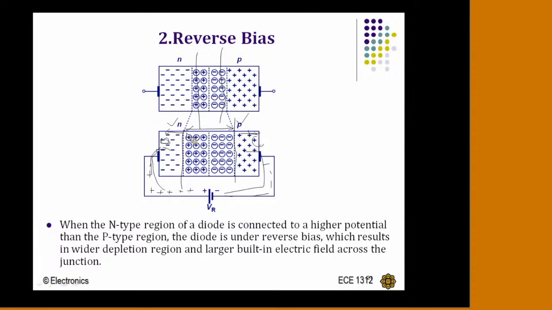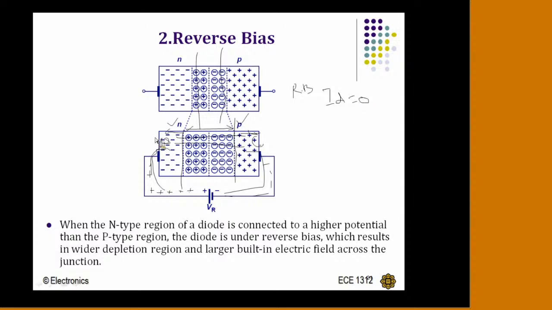Now, if the width of the depletion region is more, these electrons cannot enter into the p side, and these holes cannot enter into the n side. That's why in case of reverse bias, ideally there is no current flow. ID is equal to 0. Reverse current in the reverse bias is equal to 0.